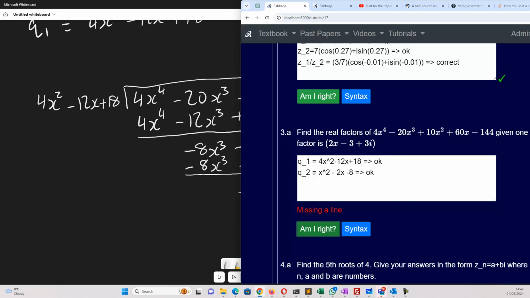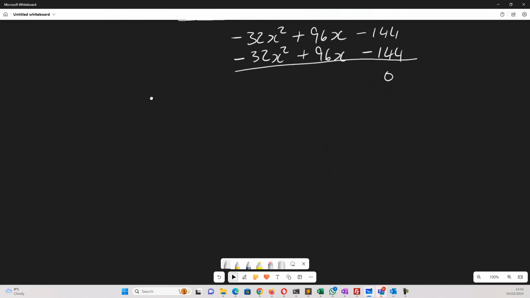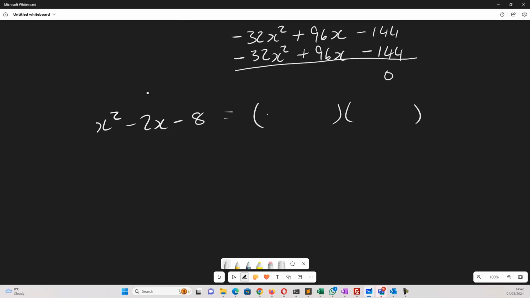So now we have to factorize x squared minus 2x minus 8. So let's do that. X squared minus 2x minus 8 is equal to bracket, bracket. We need an x and an x, because that's where the x squared is going to come from. And then for 8, we've got 1 and 8, and 2 and 4. So it looks to me as if we're going to have a 4 in one of these brackets and a 2 in the other. And this needs to be negative, so that needs to be negative and that needs to be positive.